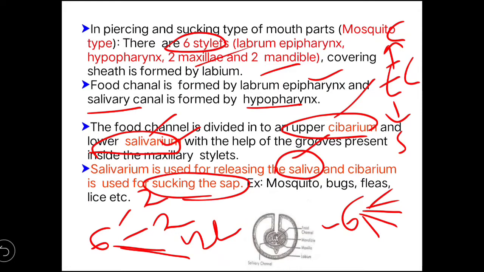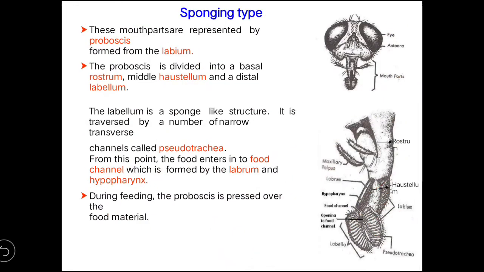Then what are the examples of this? Mosquito, fleas, lice, bug, all the examples come under the sucking type, but here we are discussing the sucking type of mouth parts in mosquito. Then we will see sponging type. These are also sucking type insects, but they will not bear any stylet.